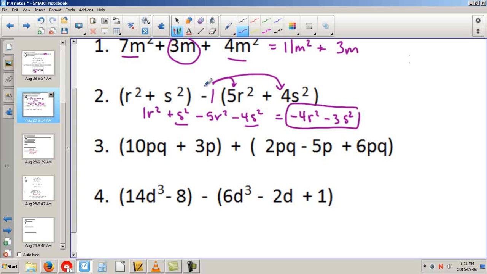So you need to make sure that when you subtract a polynomial, you distribute the negative to make sure that you treat everything equally. Now this is a plus again. Pluses, there's no change if you were to distribute a plus 1. So I don't need to worry about it. I just get to look through here for like terms. I have 10pq, 2pq, and 6pq, and they are all positive. So I'm just going to add them up to get 18pq. Then I have this 3p and a negative 5p for a negative 2p.